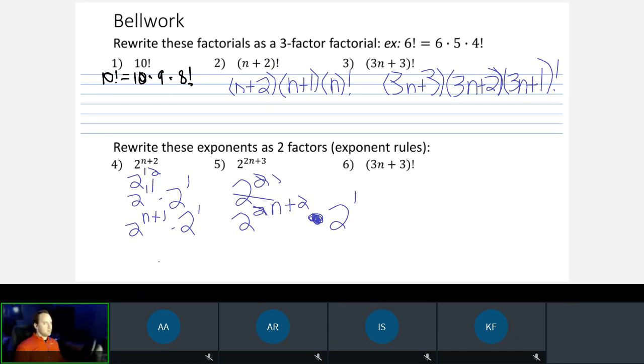All right, so this one, I can break it to 3n plus 3 times 3n plus 2 times 3n plus 1 factorial.